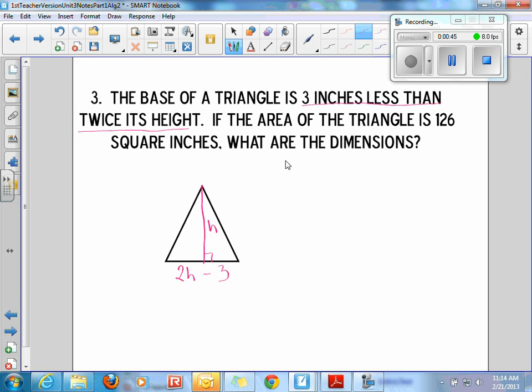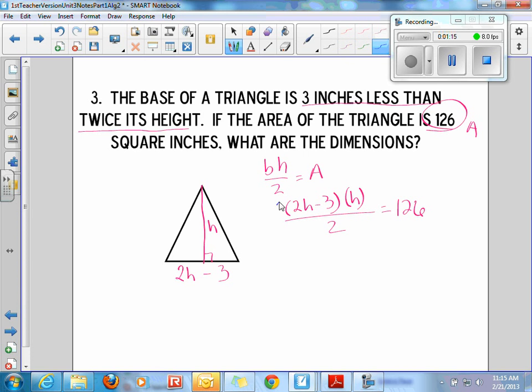So they gave me the area, and I know that the area is the base times the height divided by 2. So I'm going to fill in this formula with what I have from my picture and the 126 for the area. The base is 2h minus 3, times the height, h. All of that's divided by 2 equals 126. I don't want to try to divide that numerator by 2.